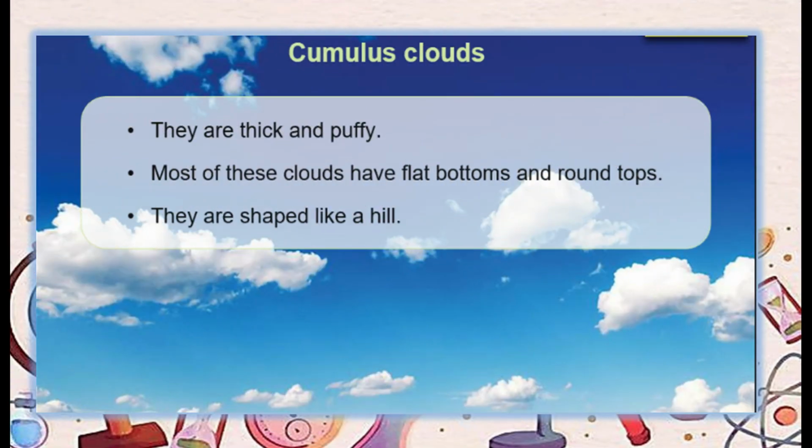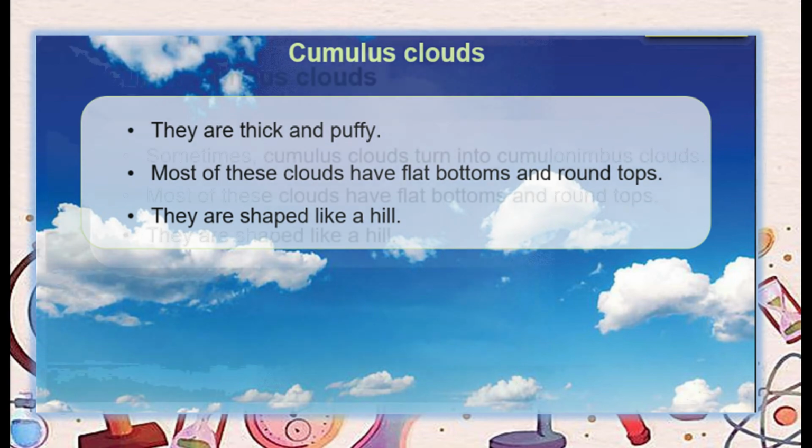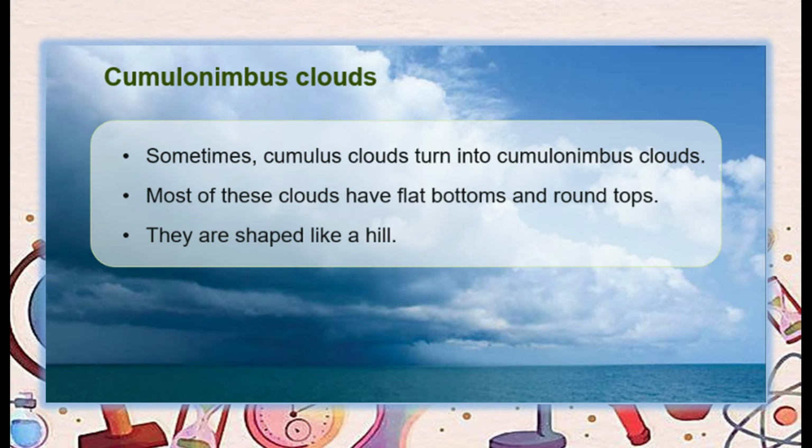Cumulus clouds. They are thick and puffy. Most of these clouds have flat bottoms. The top of the cloud is round and they are shaped like a hill. Cumulonimbus clouds. The cumulus clouds can sometimes turn into dark clouds called cumulonimbus clouds. This type of cloud brings heavy rainfall.